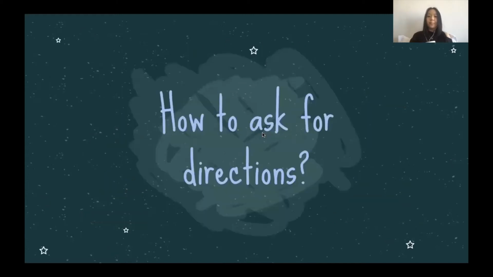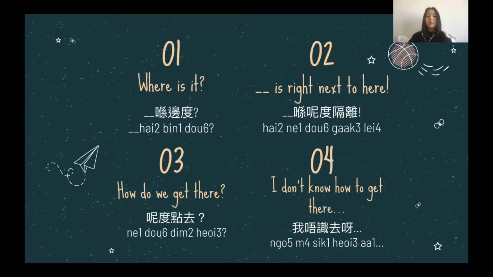So how do we actually ask for directions when we're in Hong Kong or in a Cantonese speaking place? So if you want to ask where something is, so, oh, where is the hospital or where is the shopping center? We would simply say this place that you want to go to, let's say hospital, which is 醫院 in Cantonese. We would say 醫院喺邊度？喺邊度? That means, where is it? 喺邊度?